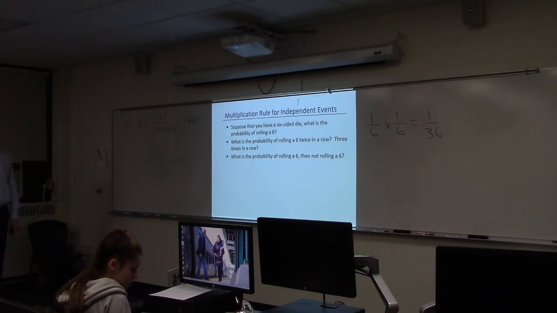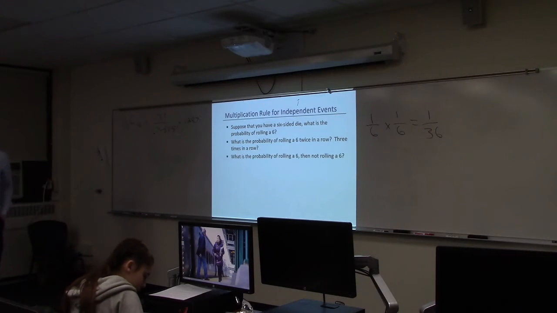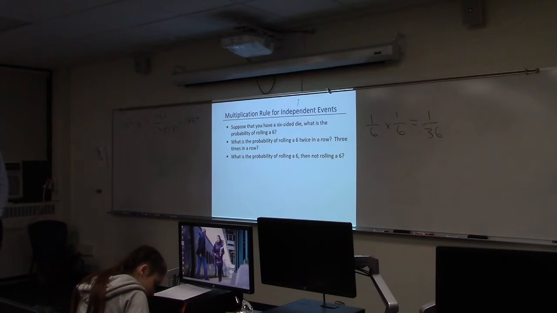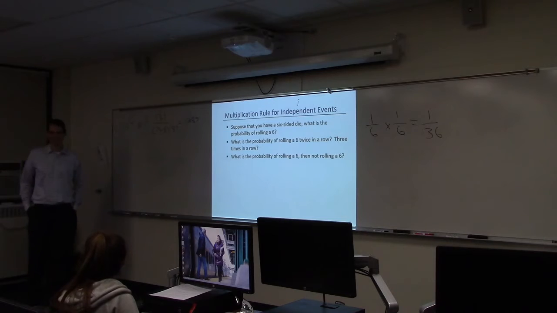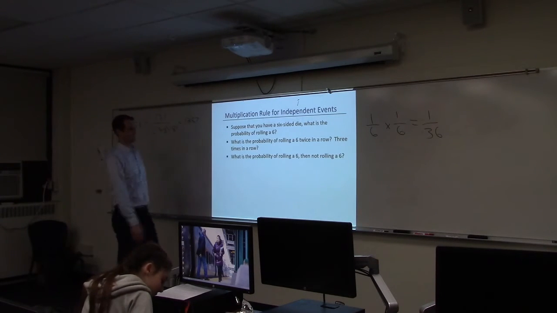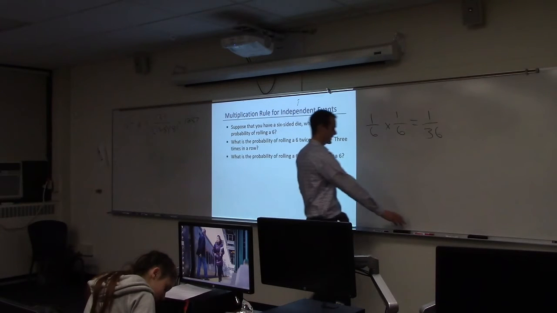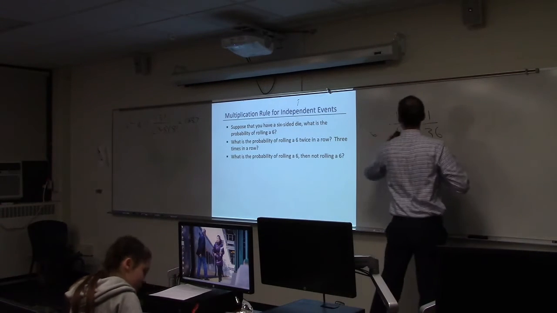What is the probability of rolling a 6 and then not rolling a 6? Would be what, 1 over 6 times 5 over 6? Yes, perfect, that is correct. 1 over 6 times 5 over 6.